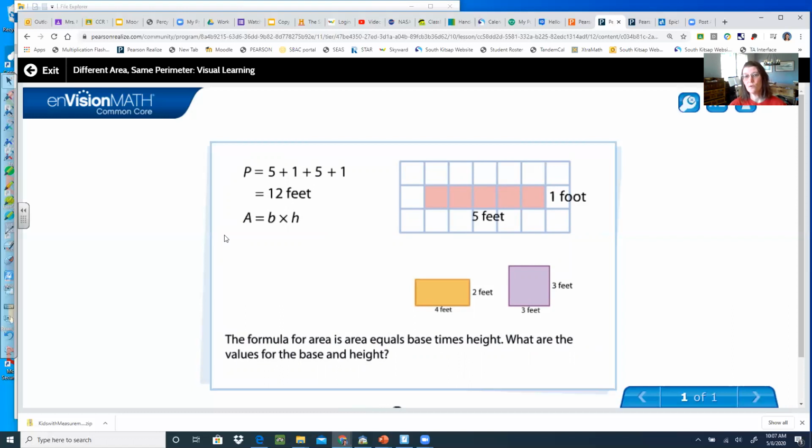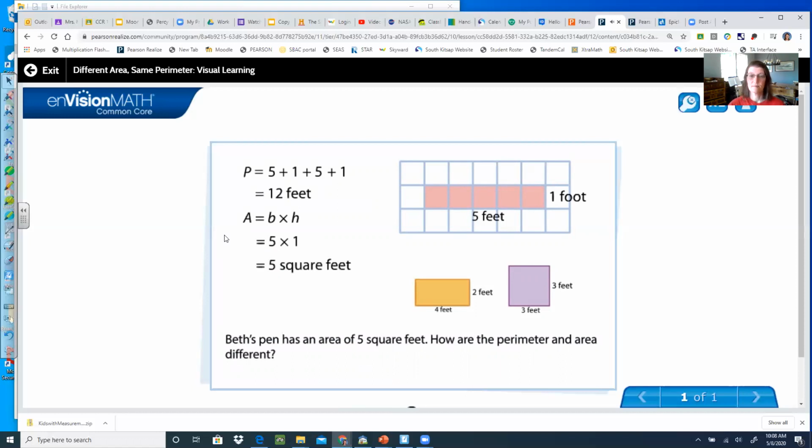So in this video, they throw base times height at you. It's the same thing as length times width. The formulas are the same. You're using the same values. Substitute 5 for base and 1 for the height. What is the area of Beth's pen? Beth's pen has an area of 5 square feet.